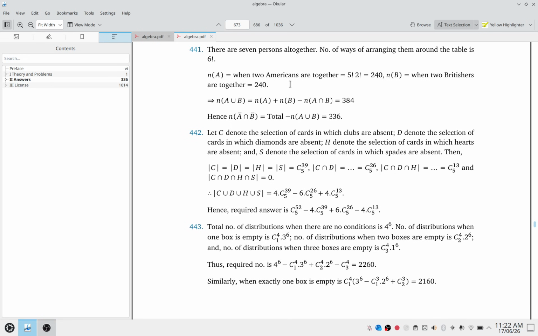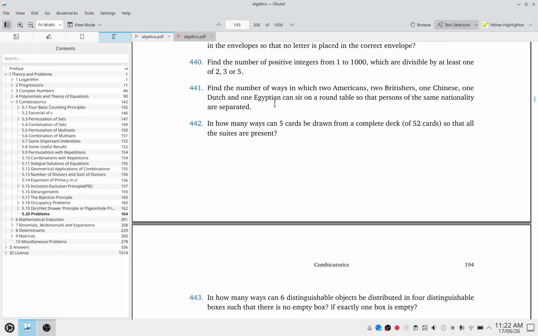So you need to understand how this Na maps to the set of what the question asks. The reason we have taken only A and B is that the Americans and Britishers are the only two nationalities having multiple people. The others are single, so there is no sense of them being together. Only Americans and Britishers can be together.